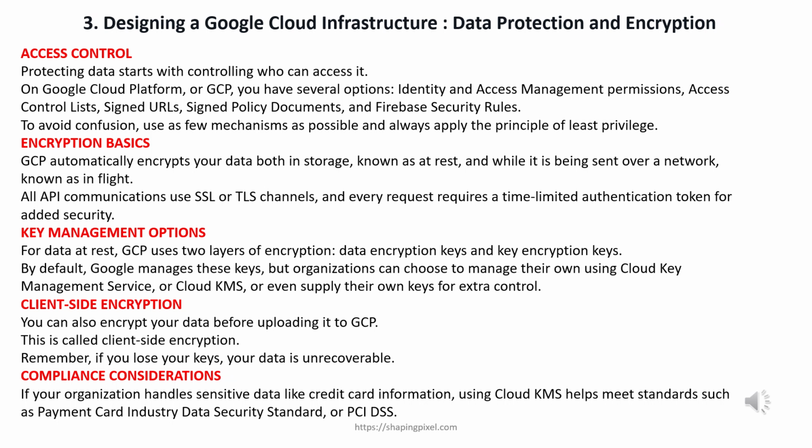GCP automatically encrypts your data both in storage, known as at rest, and while it's being sent over a network, known as in flight. All API communications use SSL or TLS channels, and every request requires a time-limited authentication token for added security. For data at rest, GCP uses 2 layers of encryption: data encryption keys and key encryption keys. By default, Google manages these keys, but organizations can choose to manage their own using Cloud Key Management Service, or Cloud KMS, or even supply their own keys for extra control.